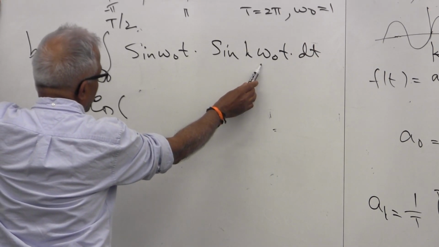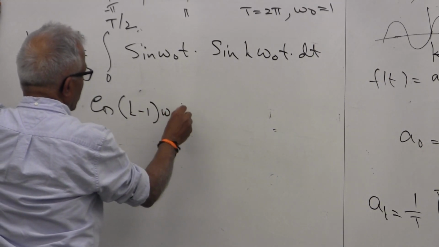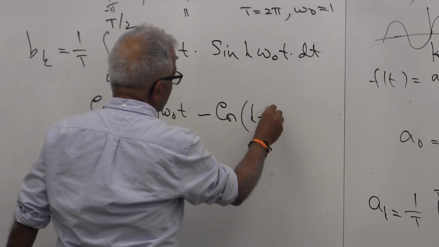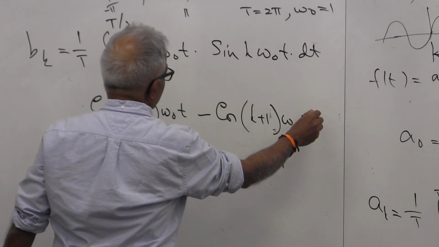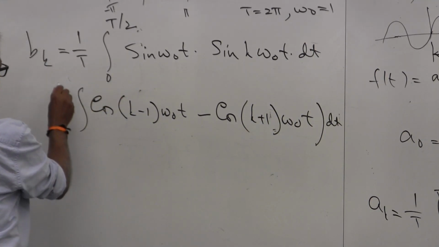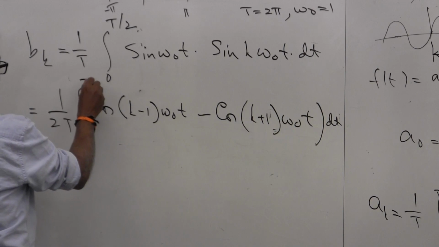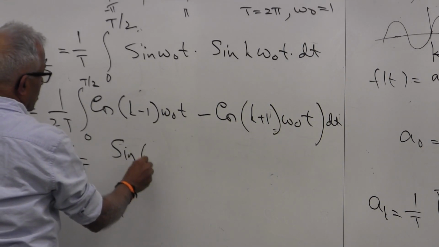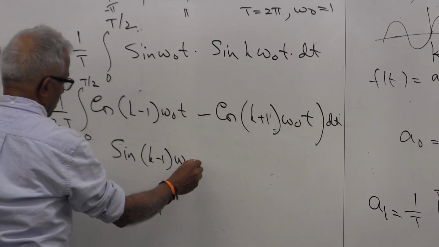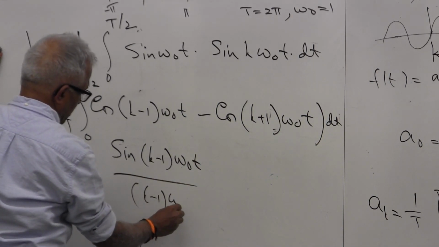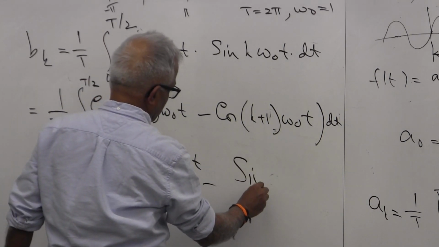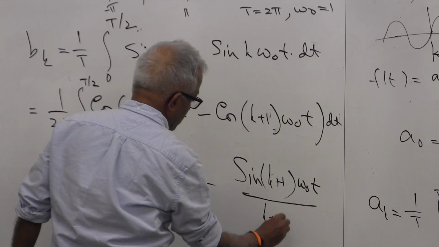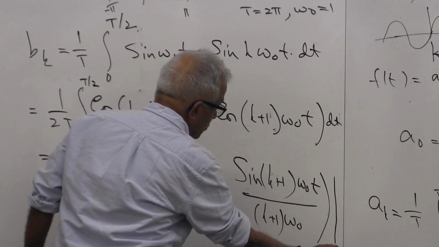Alright, so let me consider this to be A, this to be B. So what did somebody say, cosine A minus B? Cosine, very good, over 2. So it will come out to be this one. So this is 1 over 2t, sine k minus 1 omega naught t over k minus 1. Same way, omega naught minus sine, zero to t by 2.